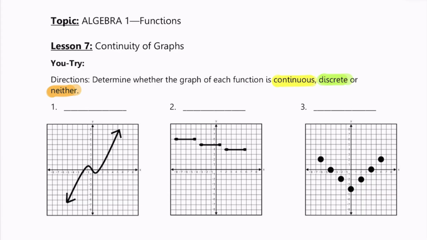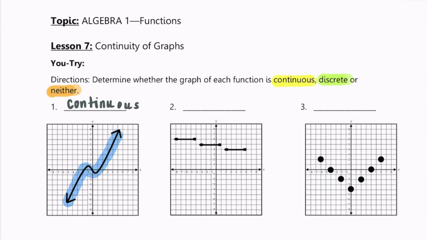So looking at number 1, I'm going to start at the bottom here, and hopefully you see right from the image. If I trace that curve with my highlighter, I never have to pick up my highlighter to get from the arrow on the left to the arrow on the right. So that makes this guy continuous.